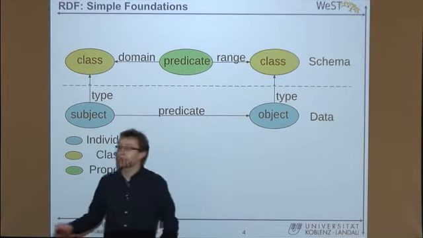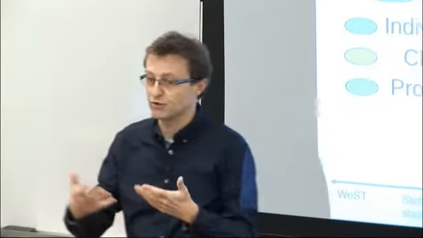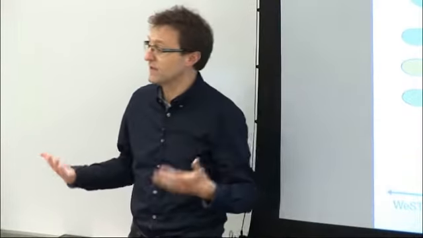This object can be another URI. It could also be just a string or an integer. And that's the very simple data model behind RDF. So extremely simplistic, much poorer than relational databases. But at the same time, a common denominator for publishing data.